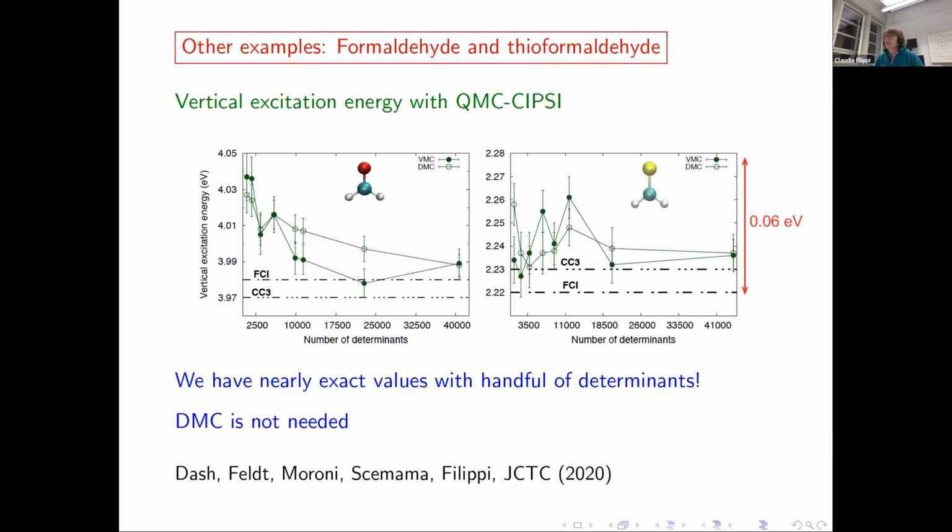So here we're looking at two other examples. These are still small, but there were some results reported in the literature which were not satisfying, so we revisited them. This is formaldehyde and thioformaldehyde, so that's an n to pi star excitation. And again, here we are showing the number of determinants and the vertical excitation energy, VMC with full symbols, DMC with empty symbols. You can see the VMC and DMC are very close, and in very good agreement within chemical accuracy, so 0.05 eV, with the whole scale here being 0.6 eV. We are in very good agreement with the best references out there. And indeed, here you can see that with all the work done at the variational level, diffusion Monte Carlo is not even needed.